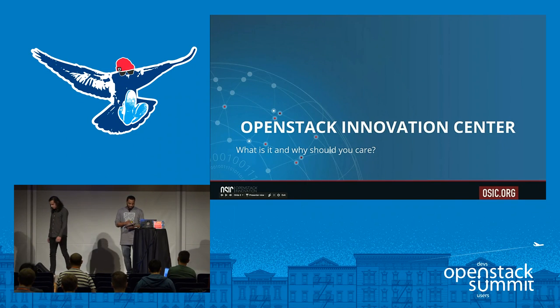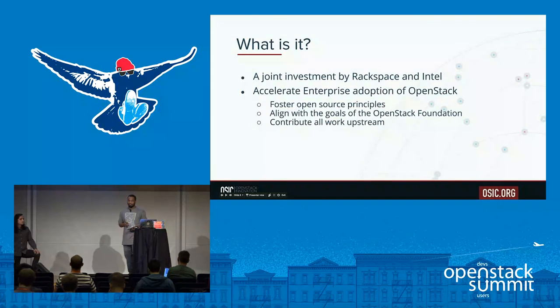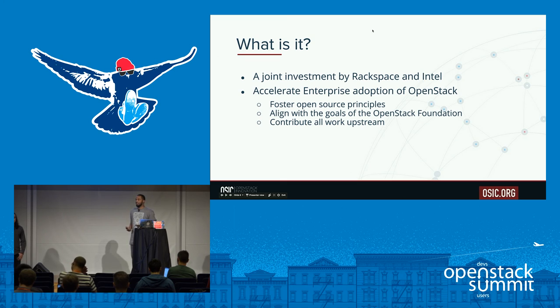All right, so OpenStack Innovation Center. Exactly what is it? Okay. So essentially, for those who are not aware, it's a joint effort between Rackspace and Intel. It started in 2015. We recently celebrated our one-year anniversary a few months back. At the heart of our efforts is the passion to accelerate the enterprise adoption of OpenStack. Essentially, we contribute all of our work upstream. So you could go to github.com/OSIC, and things that we've done, you can participate as well as download and use if you so decide.